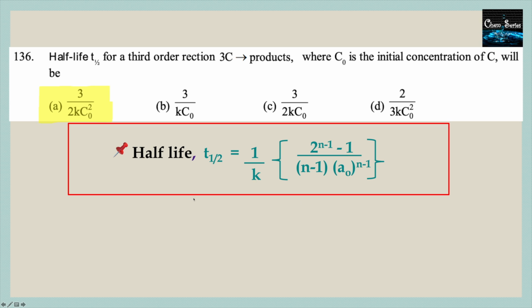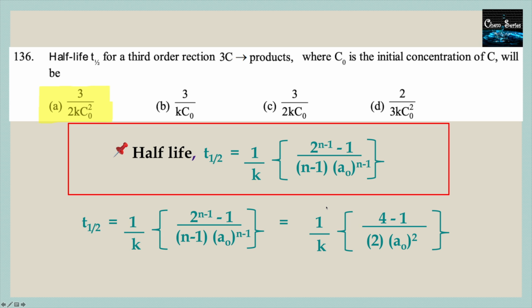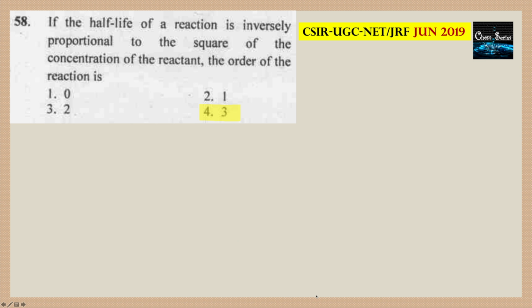Okay, so this is the formula. So when you do this, you get 1 by K into 3 by 2 A naught power 2. Okay guys, it is easy to solve this. Okay, coming to the next question.